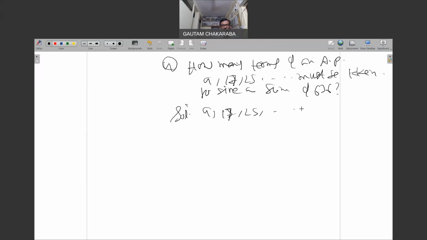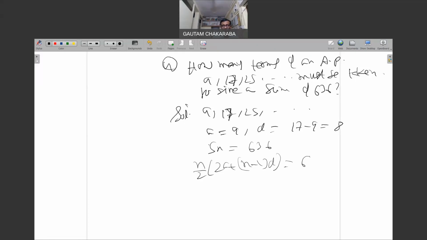So here A is equal to 9, D is equal to 17 minus 9, that is 8. So I take the number of terms as n. So S of n is equal to 636. Now apply the identity: n by 2 into 2a plus n minus 1 into d is equal to 636. n is not given. Put the value of a and put the value of d also.